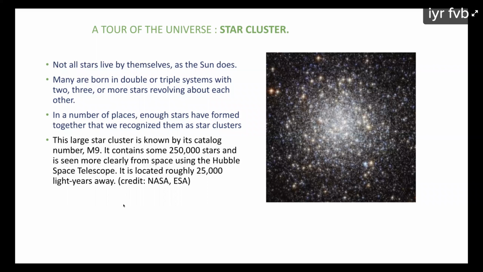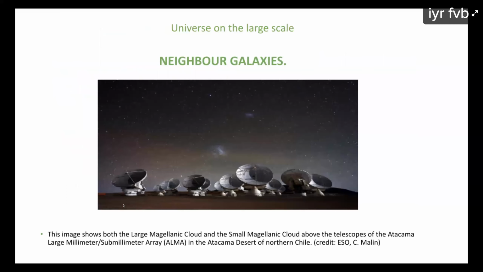So inside the Milky Way, we have our solar system, and maybe there are other solar systems, and we have stars, and the stars come as double stars, triple stars, and sometimes as star clusters, right? So that is what we can see inside the Milky Way.